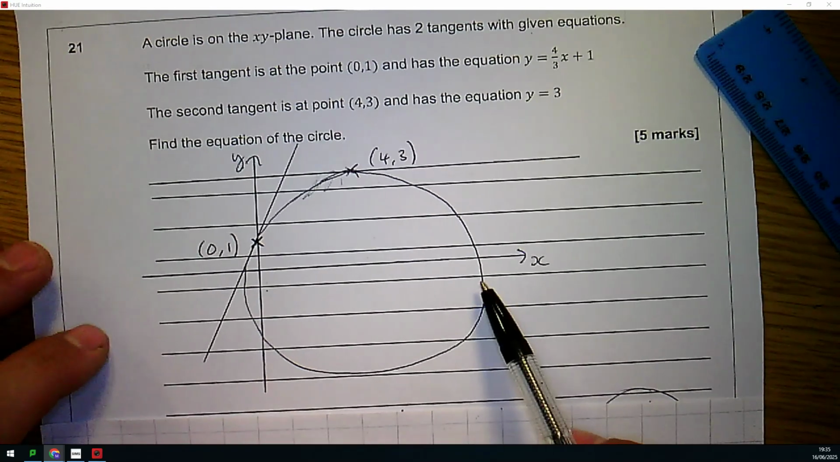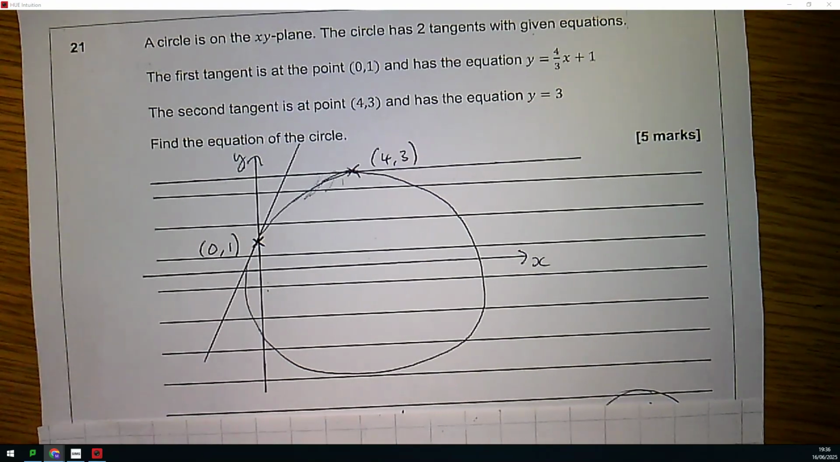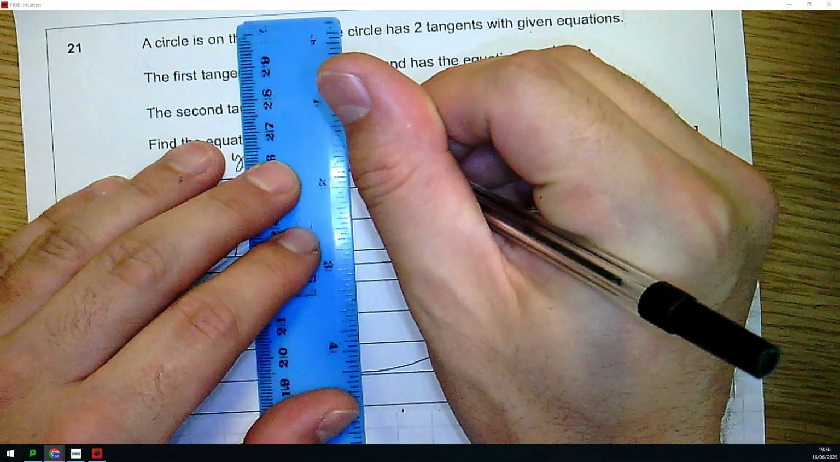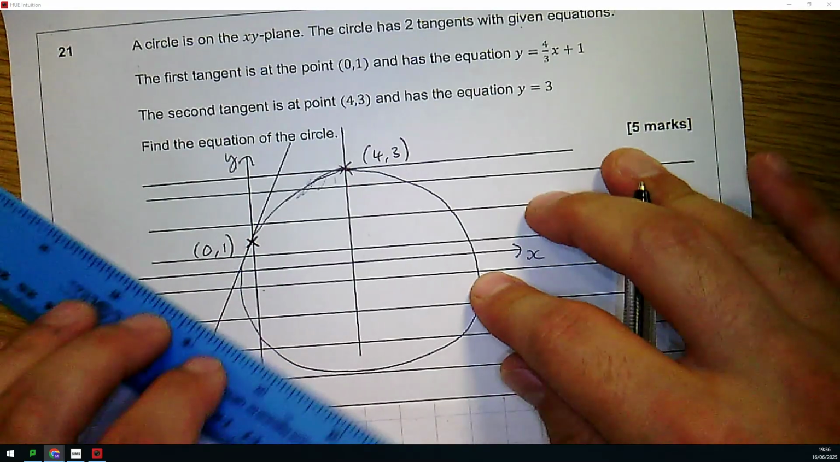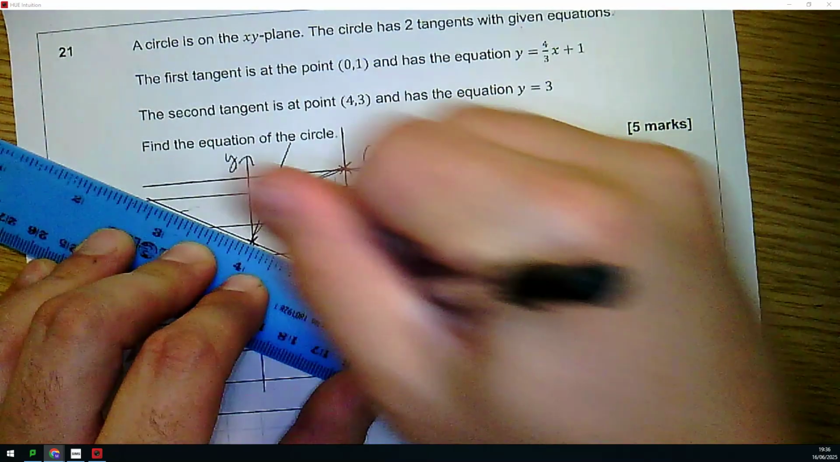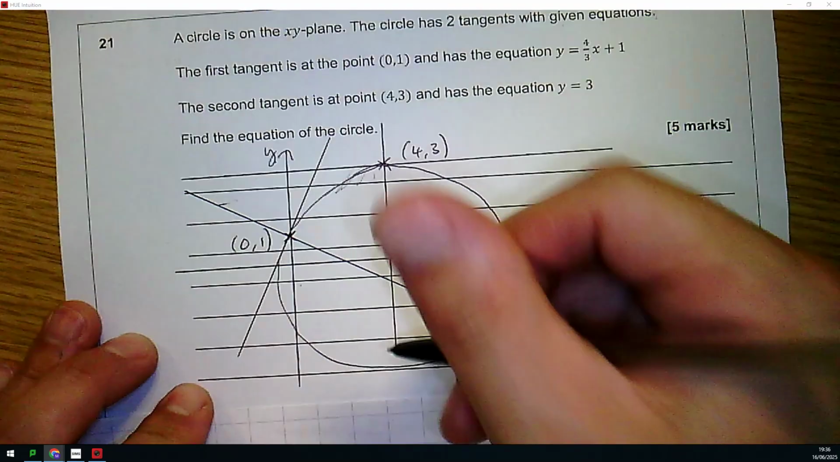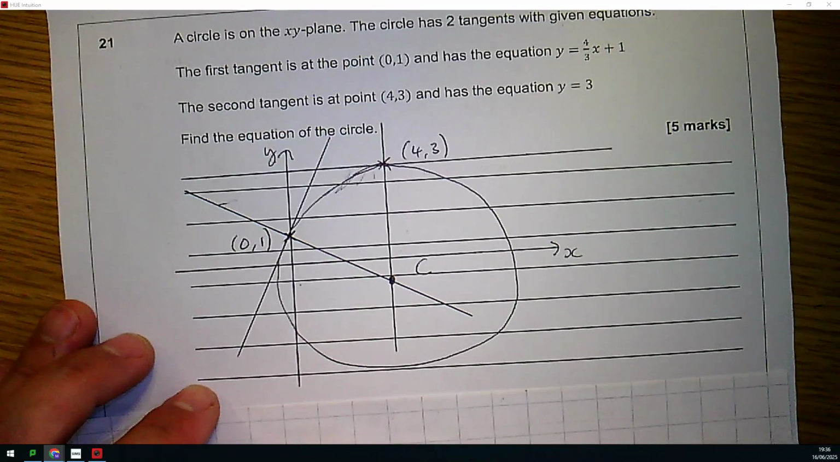Okay, here's the key bit. We've got two tangents. The normals to a circle's tangents always meet at the center. That's kind of like a circle theorem. So if I draw a line that's perpendicular to the tangent here, and a line that's perpendicular to this tangent here, the intersection point of both of those normals will give me the centre of the circle, which I'm going to label as C.